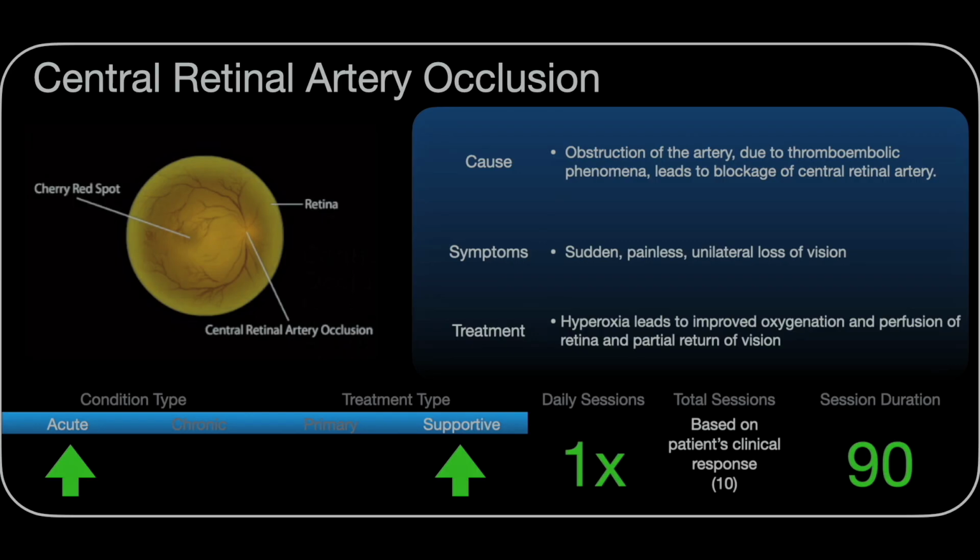The cause is often that of an obstruction of the artery by a thromboembolic event, and this leads to blockage of the central retinal artery. The symptoms would include a sudden, painless, unilateral loss of vision.